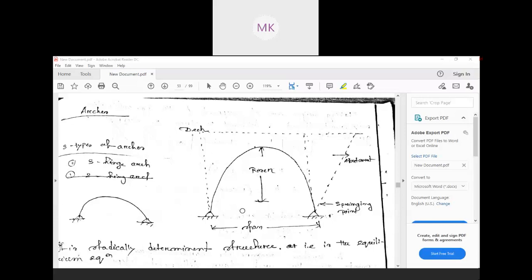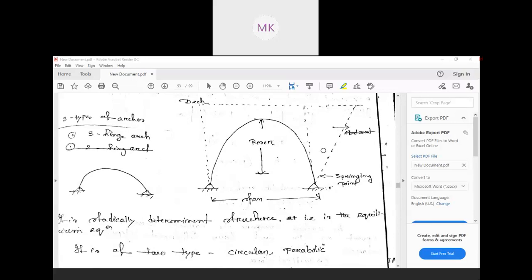Here it is showing an arch. This is a simple diagram of an arch, showing which part is called what. We are going to discuss this arch. This is also a statically determinate structure because we are going to use the equilibrium equations. By solving the equilibrium equations, we will find all the required data for this arch.